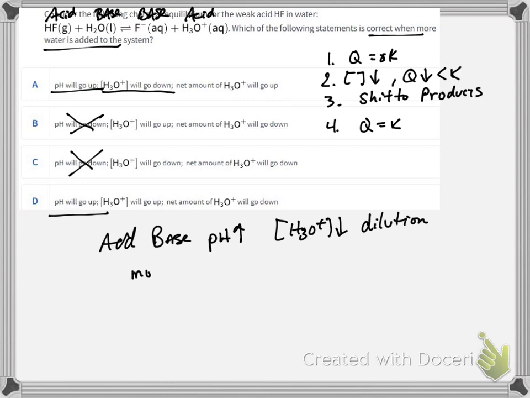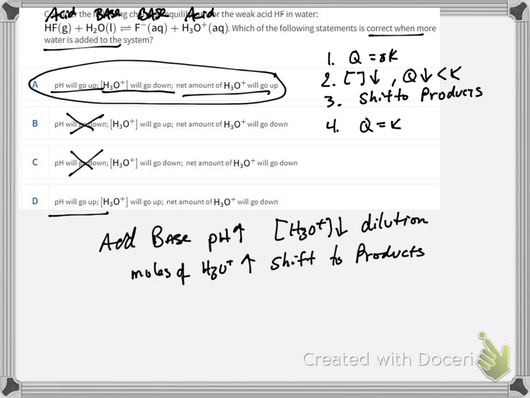So if you add water, H3O+, all the concentrations have to go down, so that automatically gives us A. But then, how does the net moles of hydronium go up? Well, the net moles of hydronium go up from the shift, because since Q goes down, we have to shift to products. H3O+ is a product. We're making more moles of H3O+, and by shifting to products we bring up the moles of hydronium. So that gives us A.